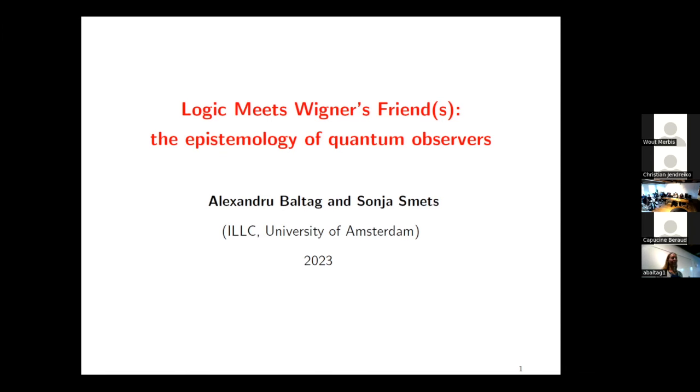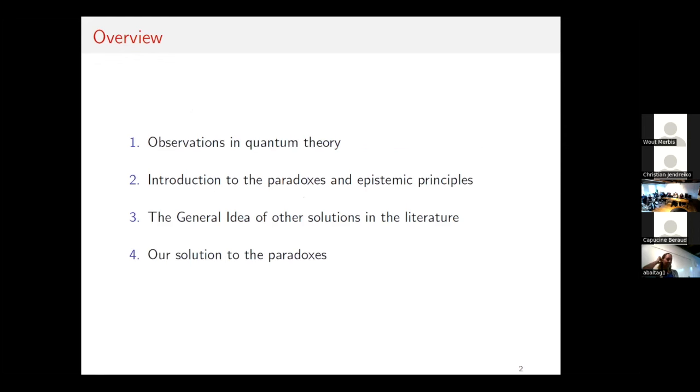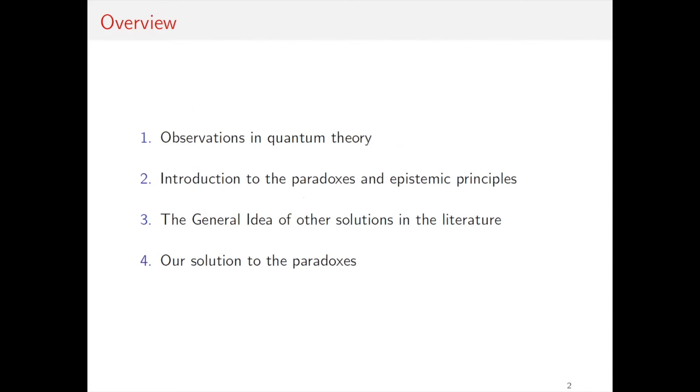Okay, Logic meets Wigner's friend. This is an overview of what we present. So first I talk about the idea of observations in quantum theory. Then we introduce the paradoxes, Wigner's friends, and some epistemic principles. When I use the word epistemic, it refers to knowledge. And then I present some of the general ideas of other solutions in the literature. And then finally, we come to our solution to the paradoxes.